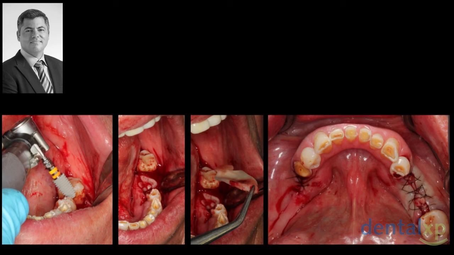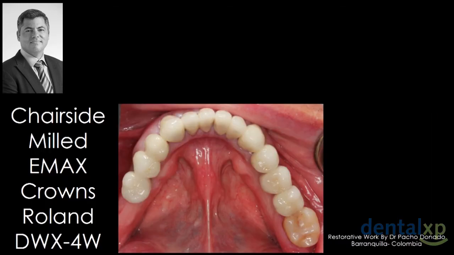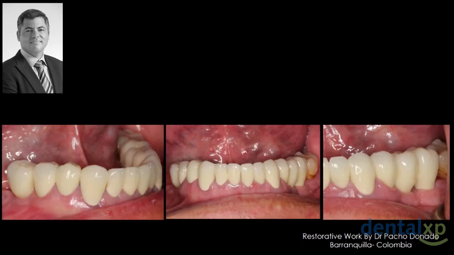So we are big fanatics of utilizing PRF whenever we can put it in our surgical site because it helps with the healing of the sites, soft tissues. And this is a work that was part of the original work that we did back in Colombia before the FDA approved this technology. And this is Dr. Francisco Donado in Barranquilla, who was able to side mill these crowns for these implants.